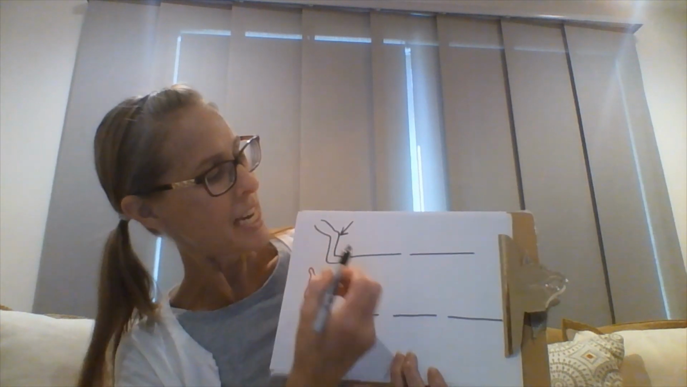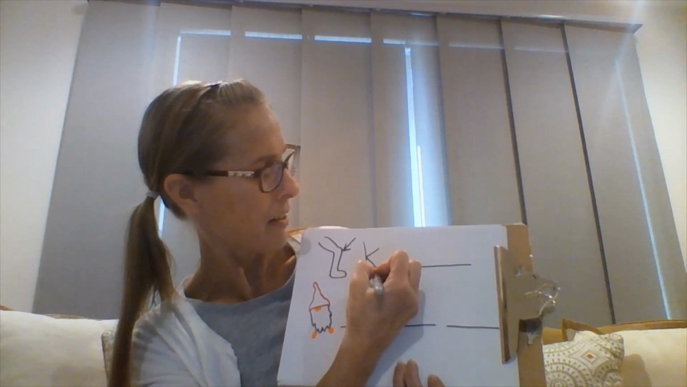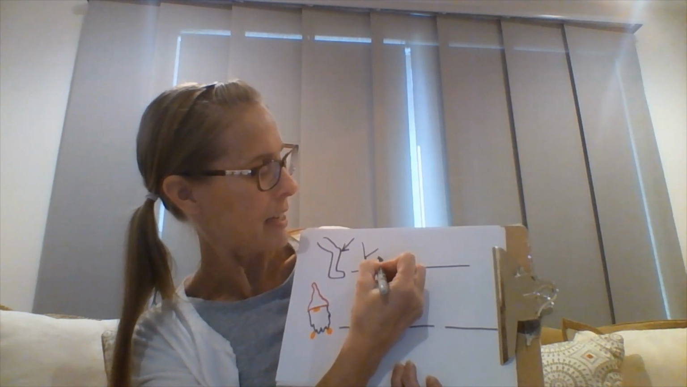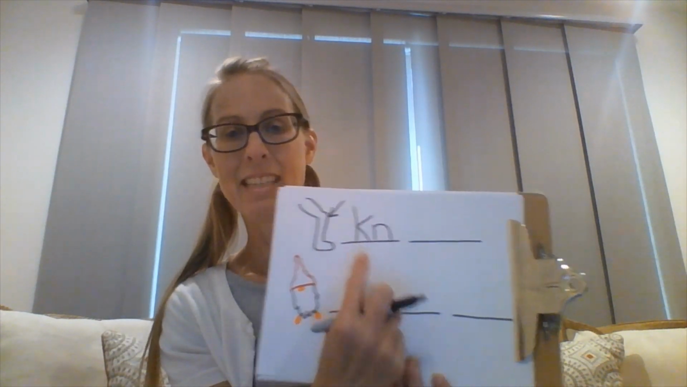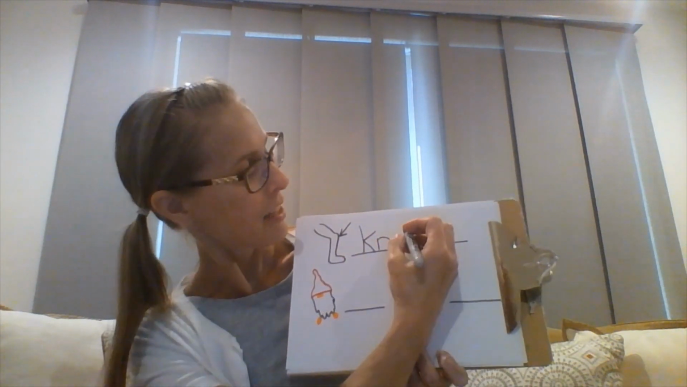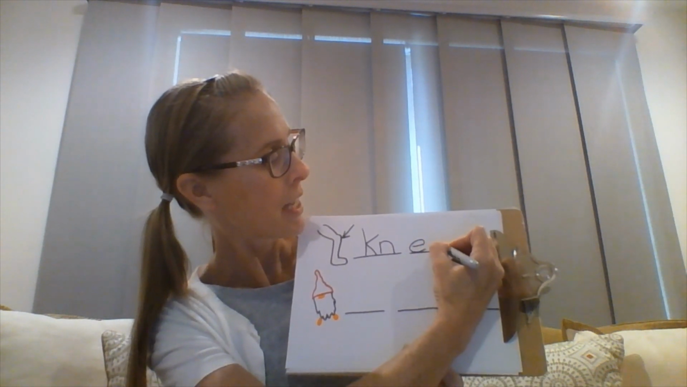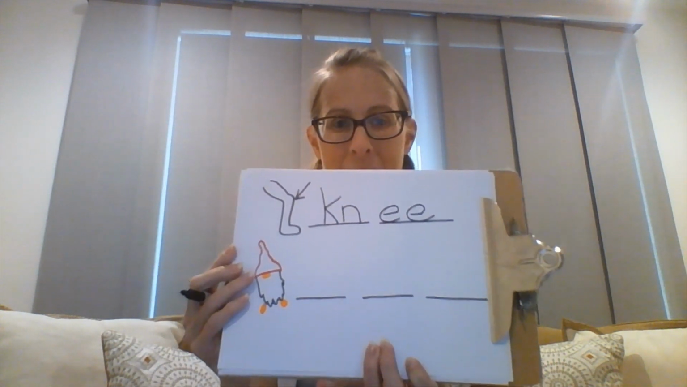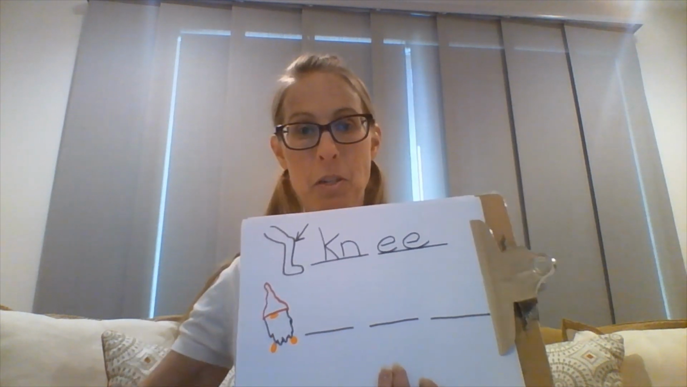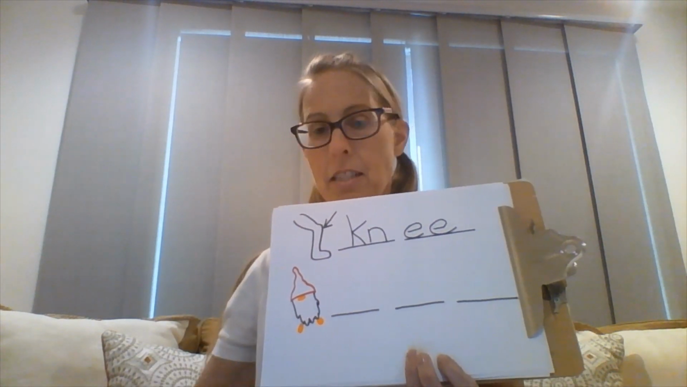Knee. The n part has a silent K. Just like knife also has a silent K before the N. So n and then E, spelled with two letters I told you, E, E, knee. Okay, I hope you did well on that one, but if you didn't, that's okay, you're still learning, that's why we're doing this. So let's look at the next one.